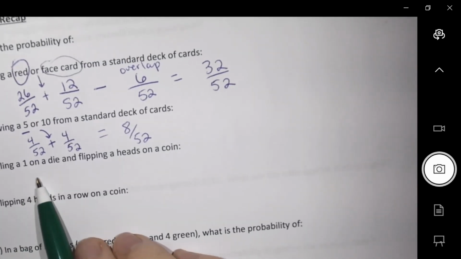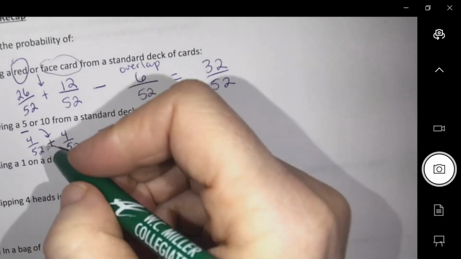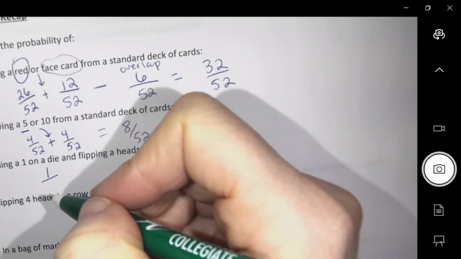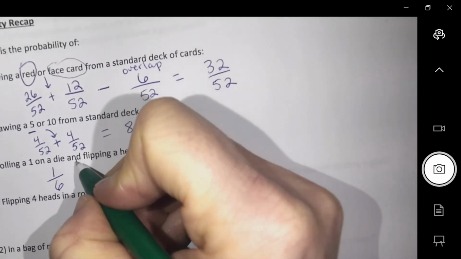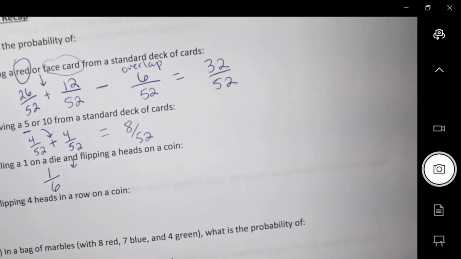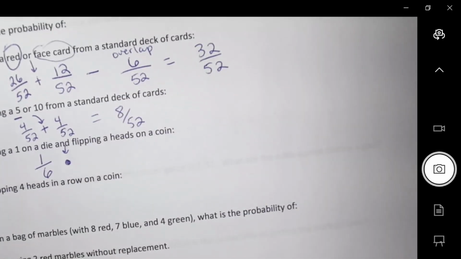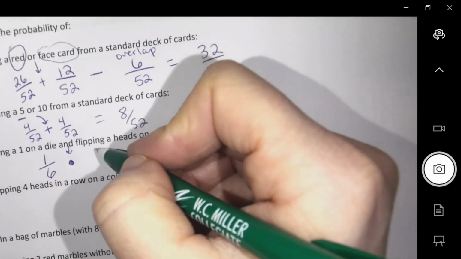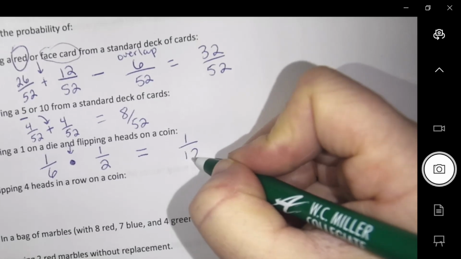Okay, rolling a 1 on a die. So a 1, there's 1 out of, and you should just know a die has 6 sides. And, so now what are we going to do when we hear the word "and"? Doing something and something together. We need to multiply. And flipping a head on a coin. So 1/2, which makes 1/12.